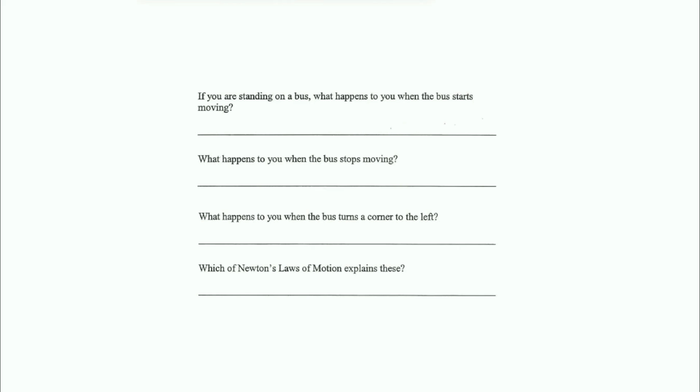When the bus turns to the left, you appear to fall onto the people to the right of you, but actually you were going in a straight line, and the right side of the bus just came closer to you, as I drew in that earlier diagram. And which of Newton's laws? Well, it's the first law of motion. Okay, grand. Moving on.